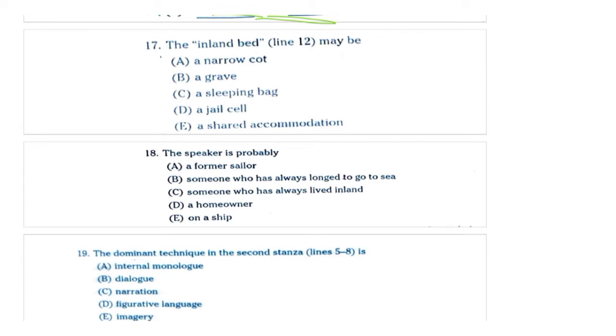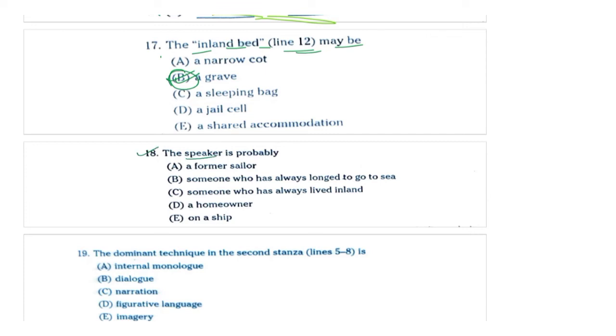Question number 17 says the inland bed, that is line number 12, may be. Now, this poem is full of double meanings, first of all. So, if the speaker is inland, that is the title of the poem, he or she may actually be in the land, as in the earth, we say, or in a grave. That meaning fits the narrow walls without windows and doors that we have seen in the poem. And the reference to death is in the last lines, that is in line number 13 to 15, you will get it. So your best answer would be grave, that is number B.